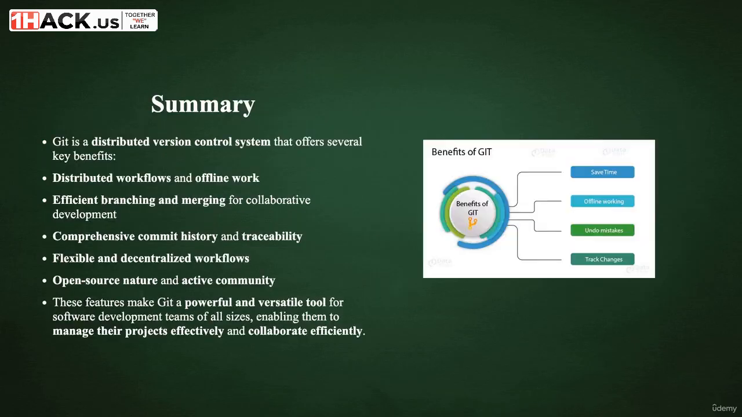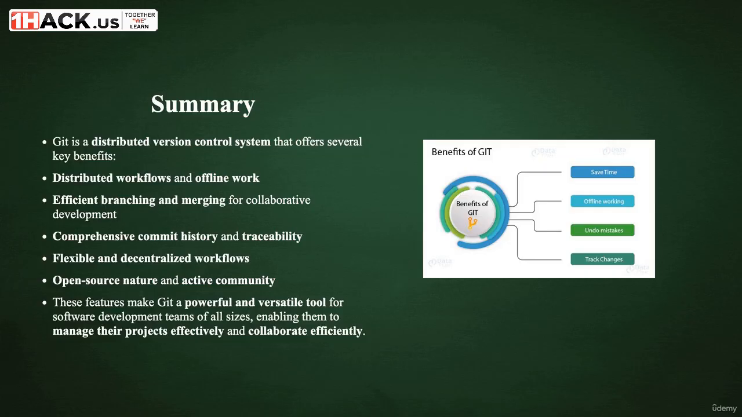In summary, Git is a distributed version control system that offers a range of benefits that make it a powerful and versatile tool for software development teams. Some of the key advantages of using Git include its distributed workflows and offline work capabilities, efficient branching and merging for collaborative development, comprehensive commit history and traceability, flexible and decentralized workflows, and its open-source nature with an active community. These features enable software development teams to manage their projects effectively, collaborate efficiently, and maintain the integrity and transparency of their codebase.